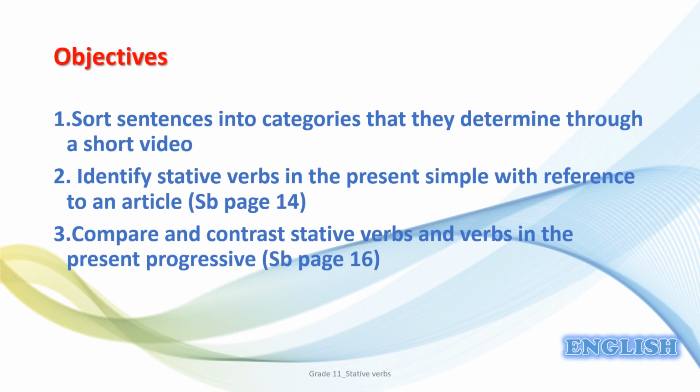In today's lesson, we are going to accomplish hopefully 3 main objectives. First, you will sort or classify sentences into categories that they determine through a short video. Second, identify state of verbs in the present simple with reference to an article on your student book page 14. And finally, compare and contrast state of verbs and verbs in the present progressive on your student book page 16.